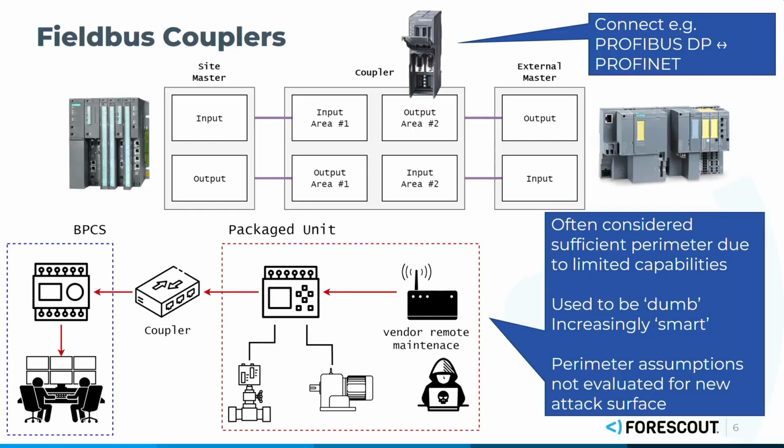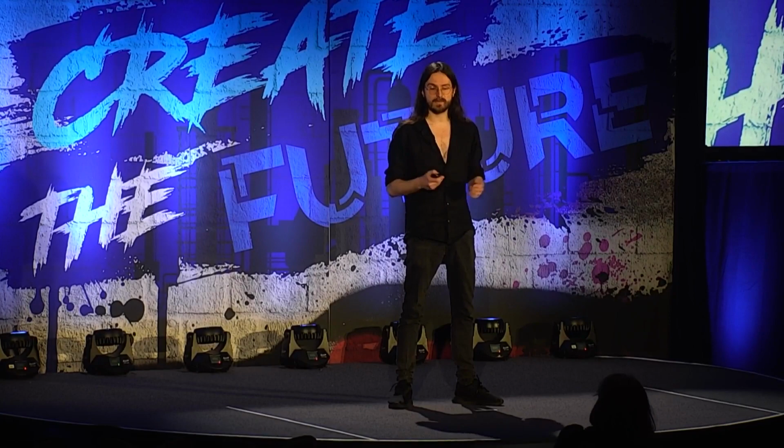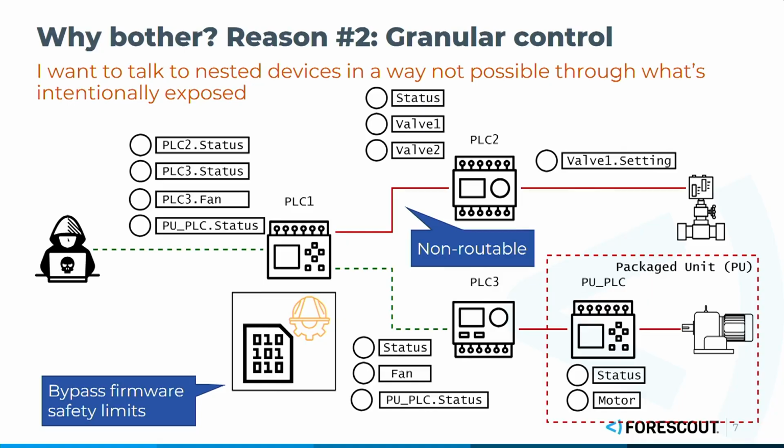And because essentially only a few I/O values are moved up and down, and these devices used to be historically dumb, there used to be a reduced attack surface. And these kind of couplers are seen as sufficient perimeter by themselves. But as these devices have gotten smart with all the stuff that entails, that is typically no longer the case.